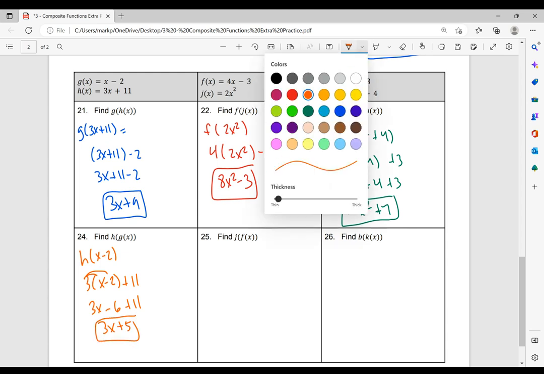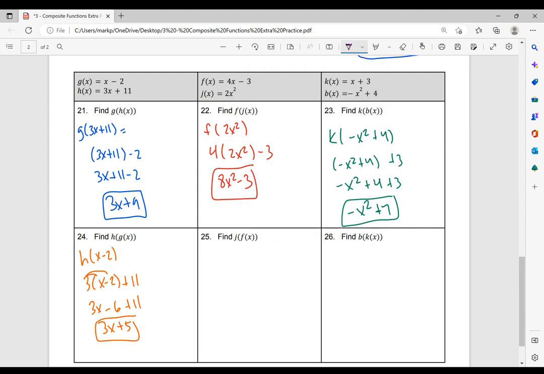On the next one, j of f of x. So f of x is 4x minus 3. So j is 2 times (4x minus 3) squared. So 2 times, I'm going to write this twice.